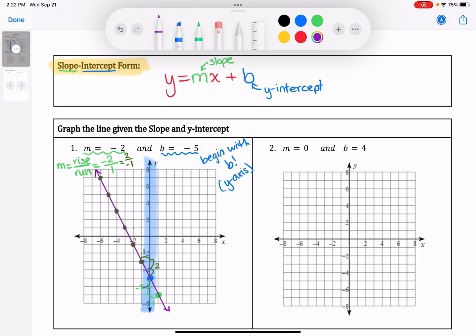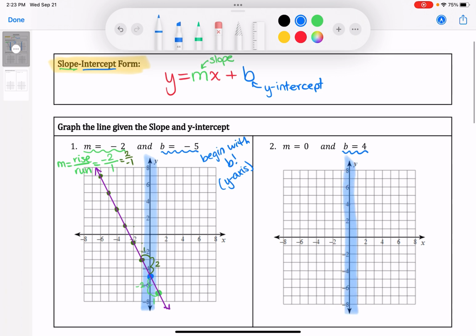Now, if you think that you can do it, pause your video and see if you can do it on your own, and then pick it up and see if you got it right. So here my B is positive 4. Again, begin with B, always on the y-axis. So my B is at positive 4. So I'm going to have my point right here on that 4, straight up on the y-axis.